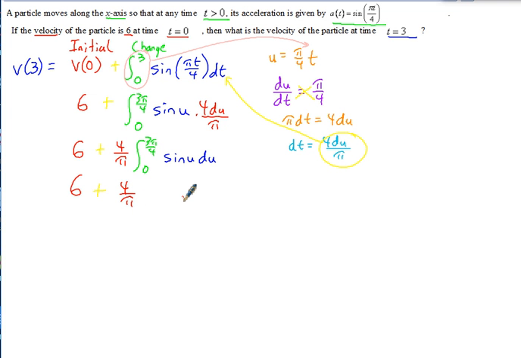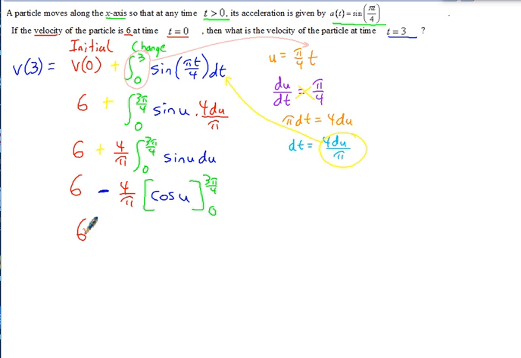And then when you integrate sine, you get negative cosine. But rather than putting the negative here, that's just a constant, it's probably easier if you pull it out in front and make that a negative 4 over pi. Then you don't have to deal with it when you're substituting in the lower and upper limit. So that way we can just have cosine of u in there instead of negative cosine of u. And then we've got 0 to 3 pi over 4.